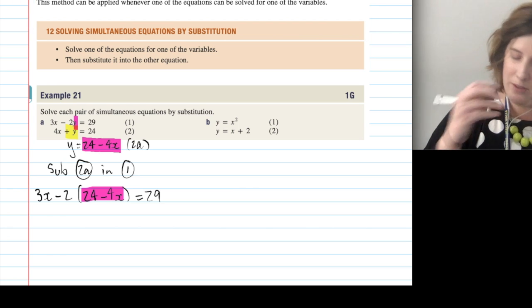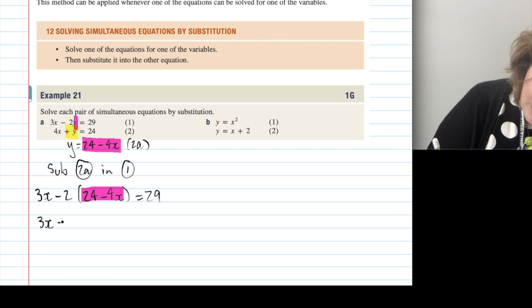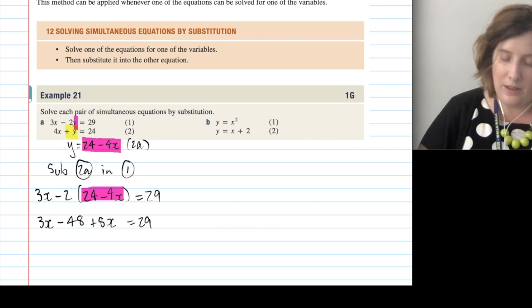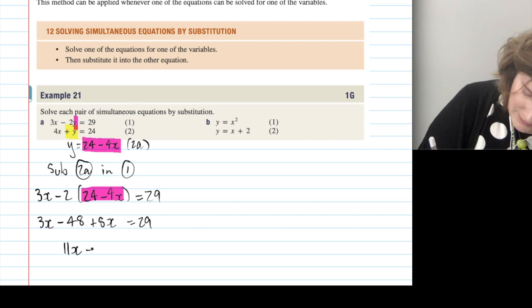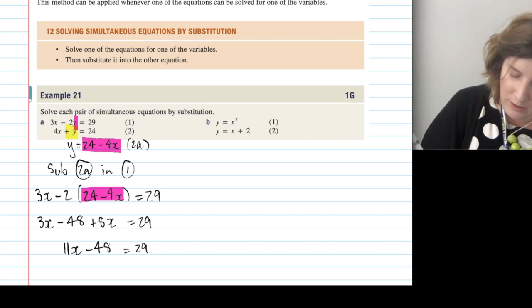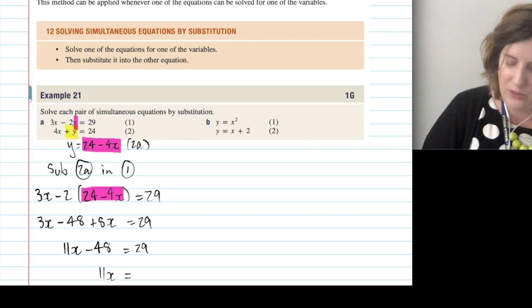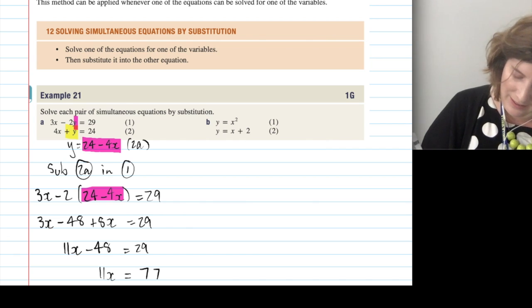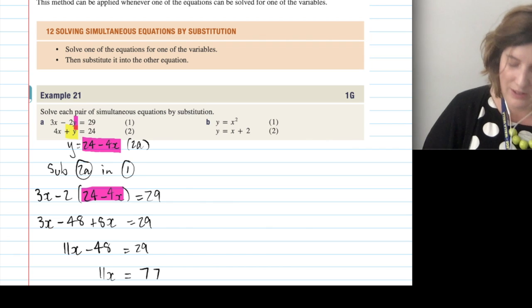Let's have a look. I'm going to expand those brackets. So I've got 3x take 2 times 24, 48, negative 2 times negative 4x, positive 8x equals 29. I'm going to group my like terms. 3x plus 8x, I've got 11x, take 48 equals 29. I'm going to add 48 to both sides, so I'm going to end up with 11x equals, well, what's 29 plus 48? 77. I'm going to divide both sides by 11. I'm going to end up with x equals 7, which is nice.